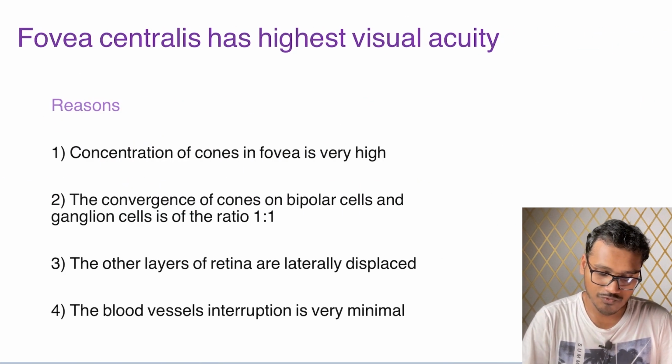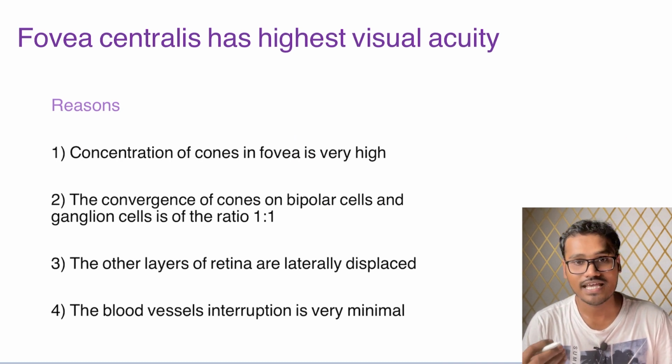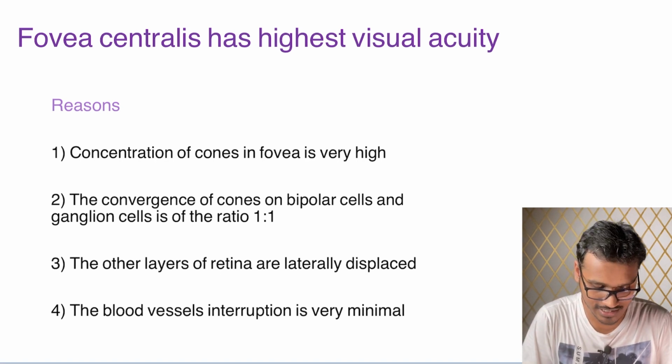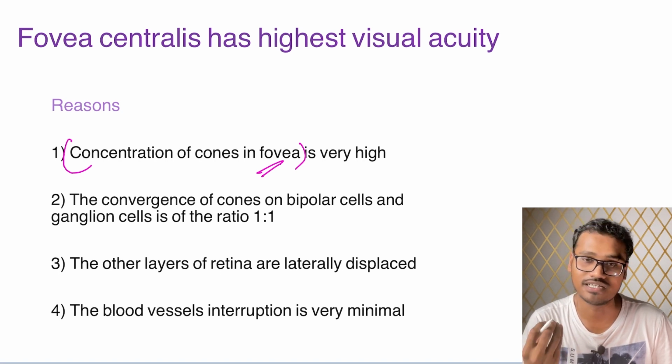So there are almost 4 reasons for it, and the first and foremost reason is that it has the highest concentration of cones. The cone density is very high in this particular Fovea Centralis region. The cones are very densely packed, and because of this they are able to sense the light properly and get good vision.